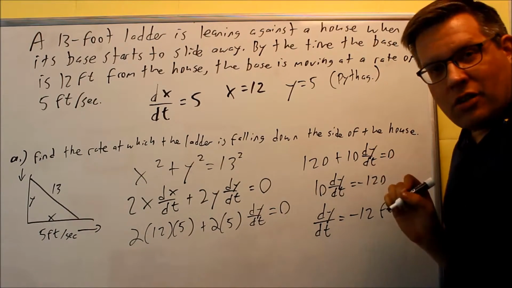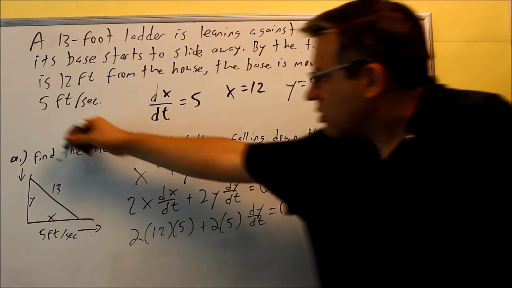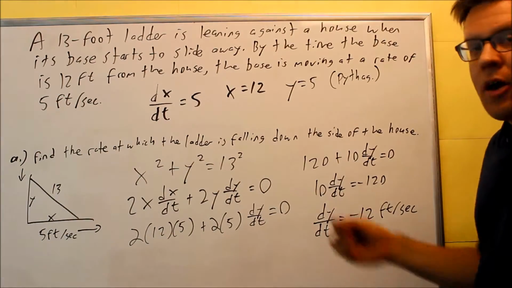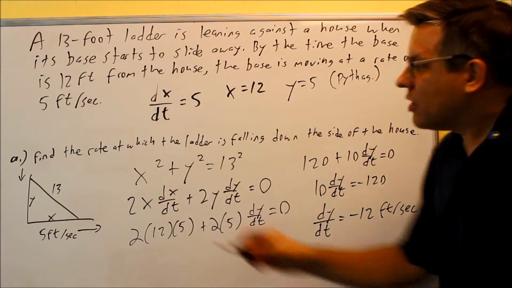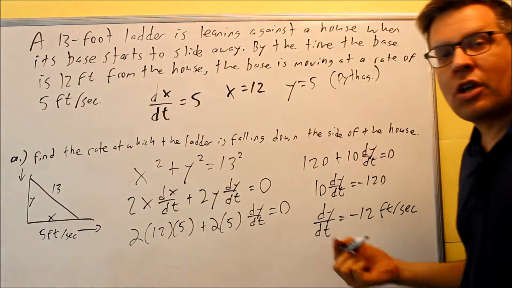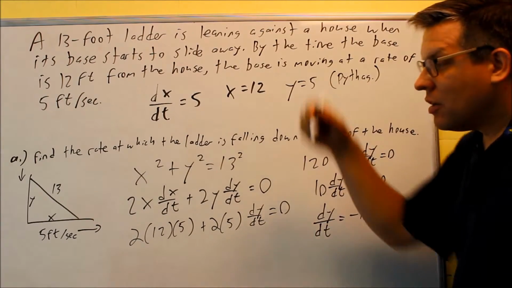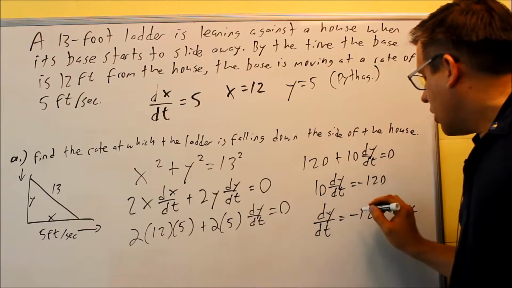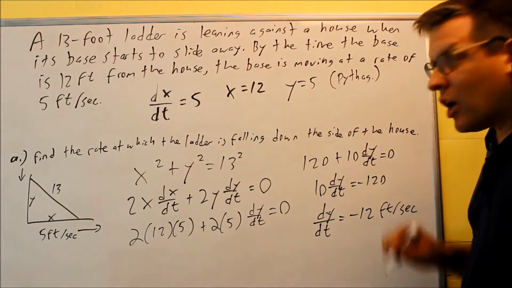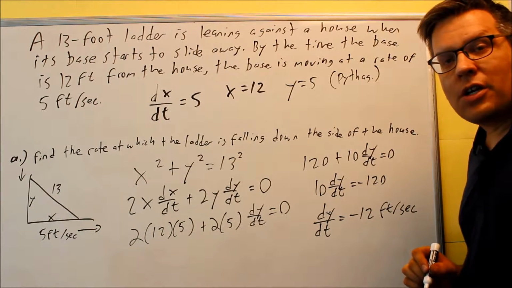Now, why is it negative? Well, it's negative because the ladder itself is moving down. Based on the picture that I drew here, if this is moving out to the right, that means this is falling down there. And if I think about a regular graphing axis, down means negative. So that would make sense then that I would get a negative as the answer. So now that we've done part A, let's take a look at part B.